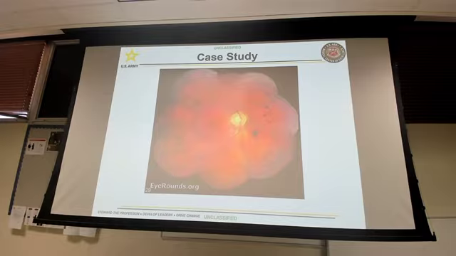RP, retinitis pigmentosa. So those little black spots are called bone spicules.